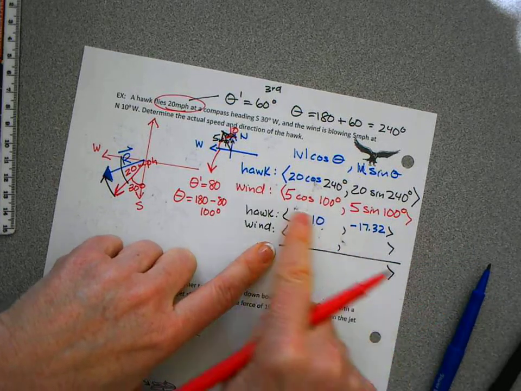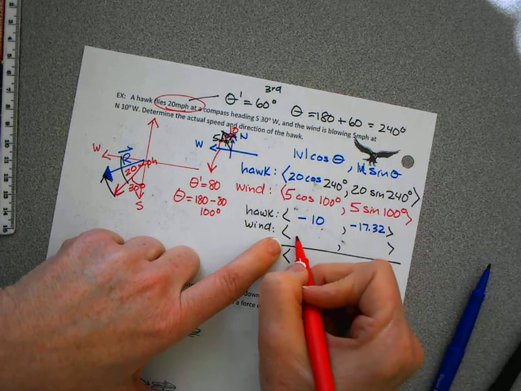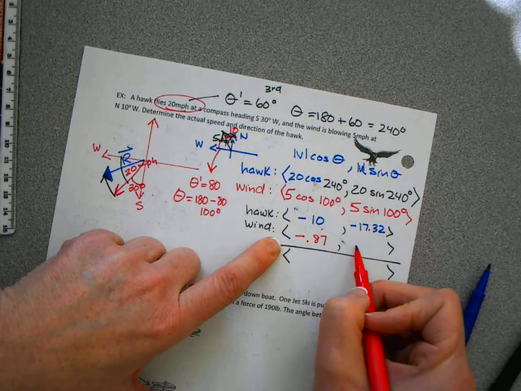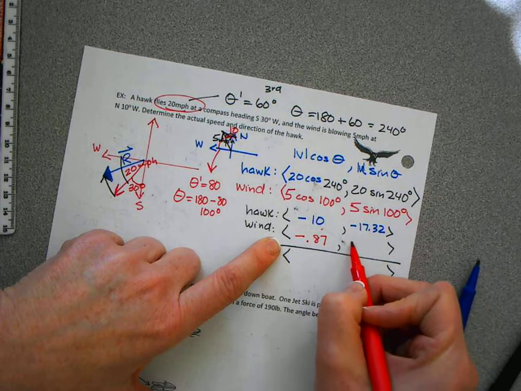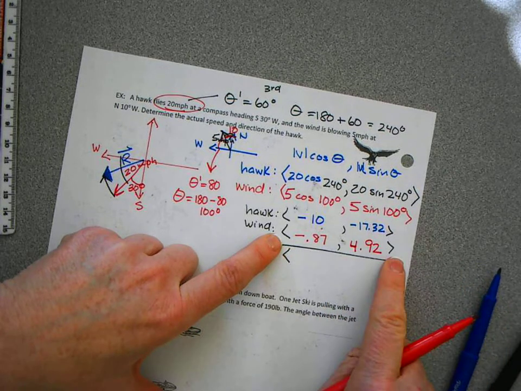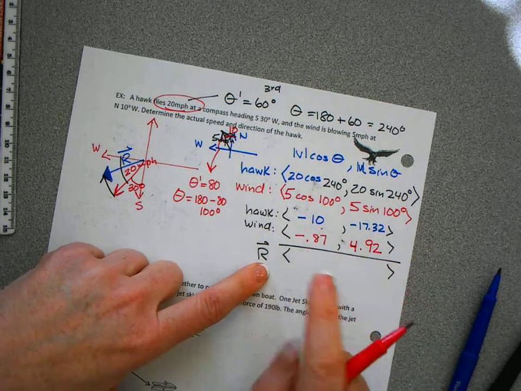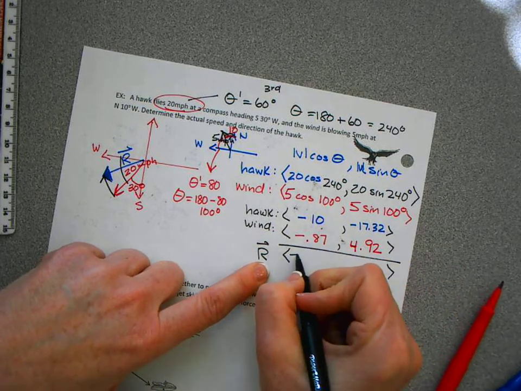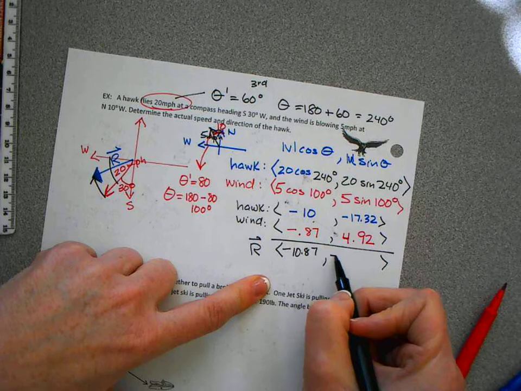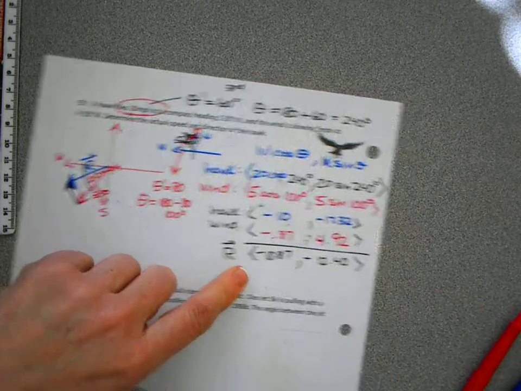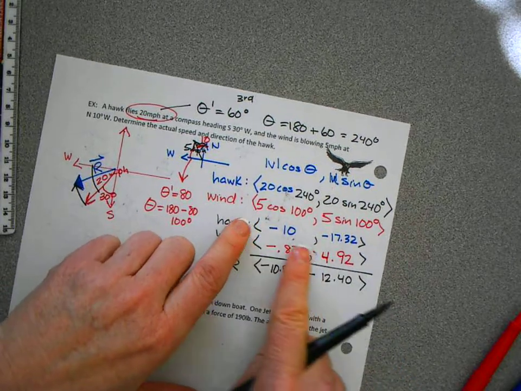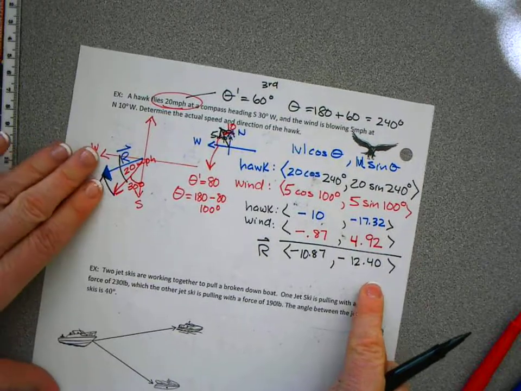Now I'm going for the cosine of 100, which is negative 0.87, and the sine of 100 times 5 is going to be positive 4.9. Okay? Now add these together. When I add these two together, they're going to be negative 10.87, because they're two negatives, I just add them together. And then I have a negative and a positive, so it's going to be negative 12.40. So we evaluated the components with the magnitude and the direction, and then we added all the x, and then all the y, and we add them together. So we have the vector.